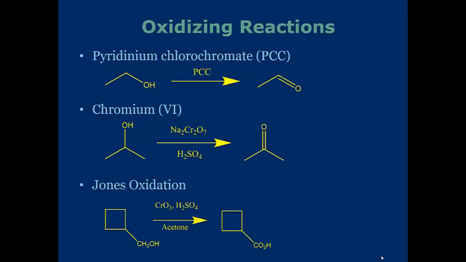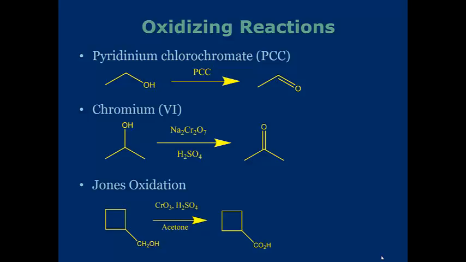Now that we've gone over the fundamentals of alcohols, let's go into some of the reactions, starting with oxidizing reactions. The first reaction we'll talk about is pyridinium chlorochromate, or PCC for short. PCC is going to oxidize alcohols and make them into ketones or aldehydes. Note that PCC is the only oxidizing reagent that is not strong enough to readily oxidize alcohols into carboxylic acids. This is a very important distinction to make.